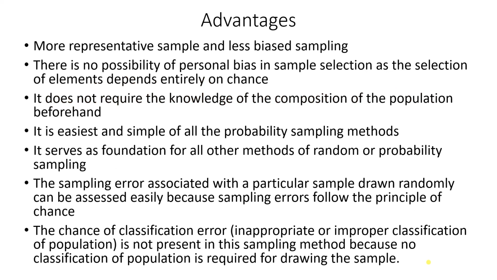The next advantage is that it serves as the foundation of all other methods of random or probability sampling. All other methods are basically simple random sampling with some restrictions. If we are doing stratified random sampling, it is basically simple random sampling, but done for different strata: simple random sampling for males and then repeating it for females. These two terms, probability sampling techniques and random sampling methods, are used interchangeably.